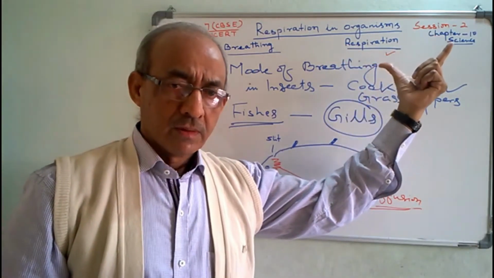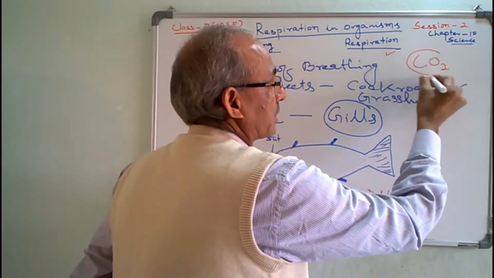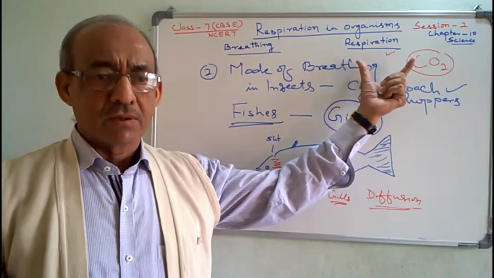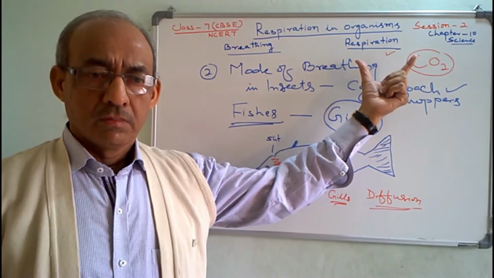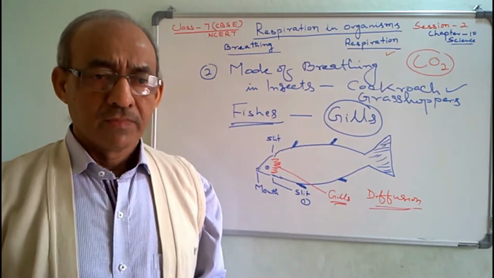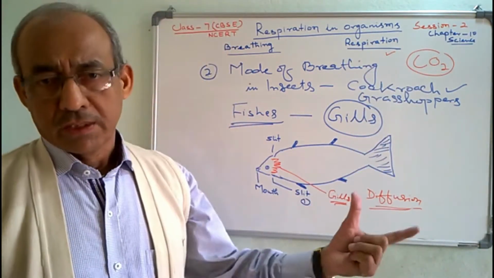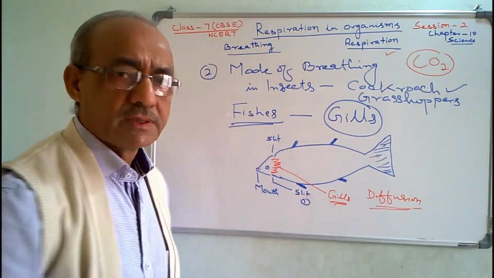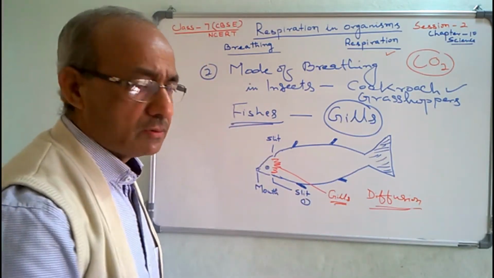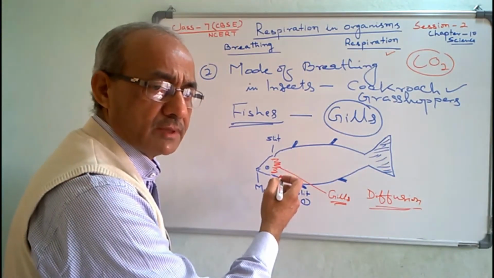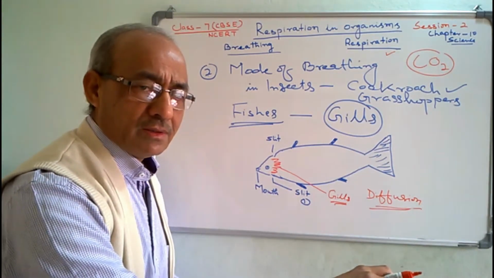Thus, here you are finding the carbon dioxide is one of the products. And you know the carbon dioxide is harmful, so it should be removed. So, all the organisms have a specific way to remove the carbon dioxide from their bodies. In the case of fishes also, again by the process of diffusion, the carbon dioxide is removed from the blood vessels of the gills and then again dissolves in the water.